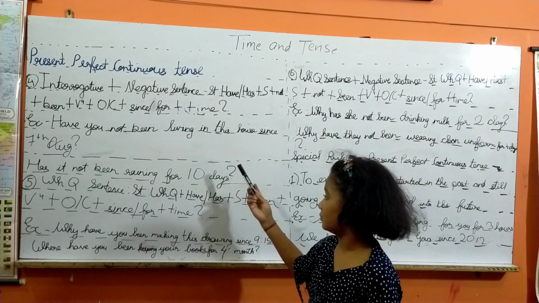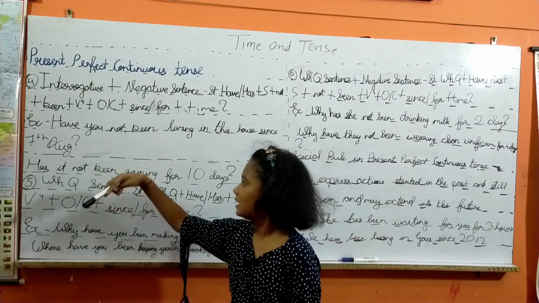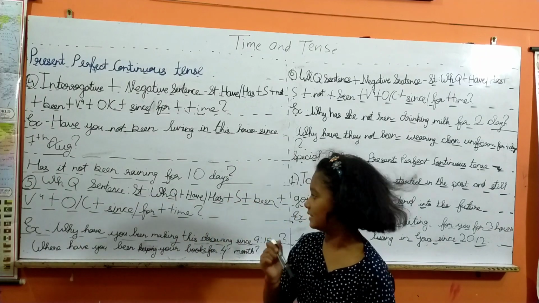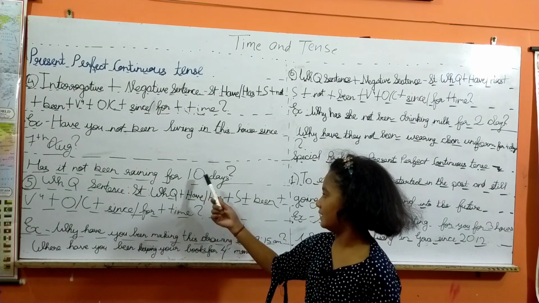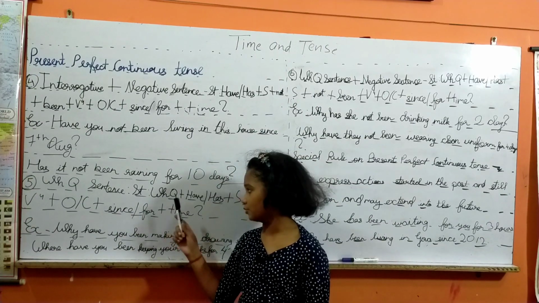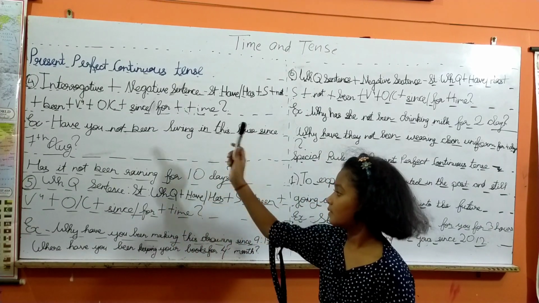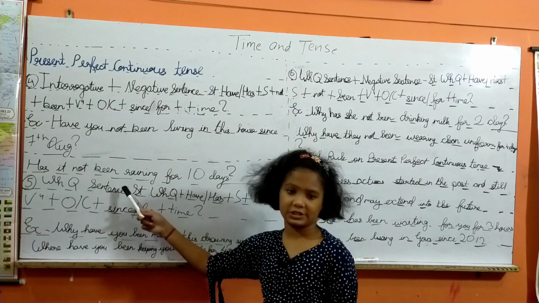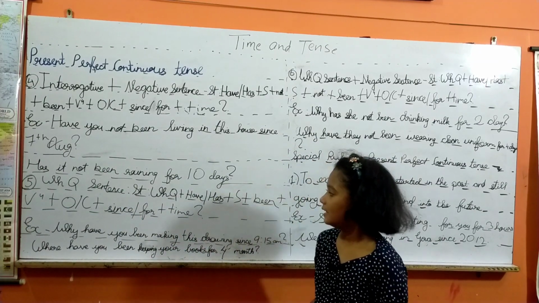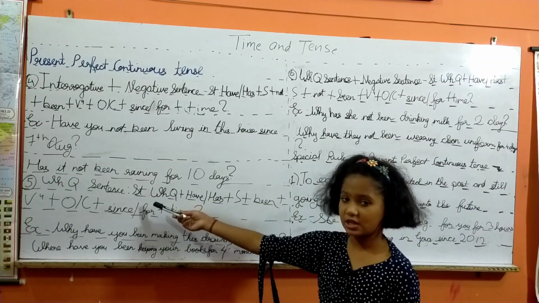And the next, the second, is: has it not been raining for 10 days? Okay. Then here we are using for, and here we are using since, because this is a fixed date, 7 August. It is telling about a fixed date, and here it is 10 days. Any 10 days of any year, of any month, then we will use for here. Then WH question sentence. You know what is WH question sentence? Then we will see the structure.